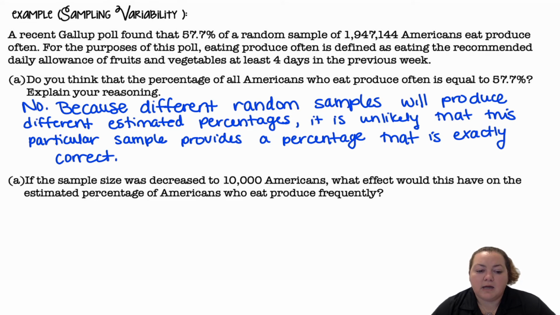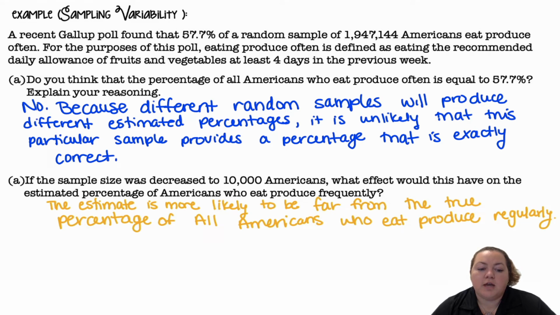If the sample size was decreased to 10,000 Americans, what effect would this have on the estimated percentage of Americans who eat produce frequently? So the estimate is more likely to be far from the true percentage of all Americans who eat produce regularly. So as I increase my sample size, I get closer to the true value. Okay, if I take a larger sample, it's going to get more accurate results.